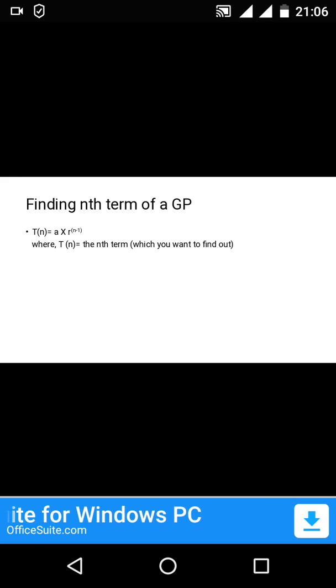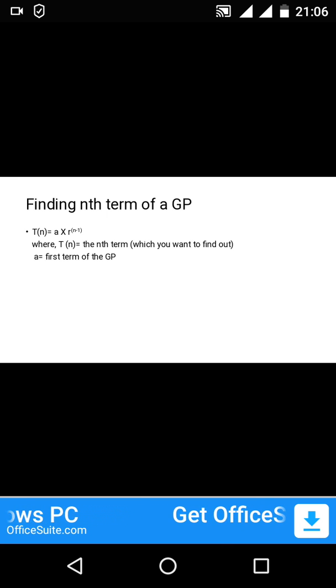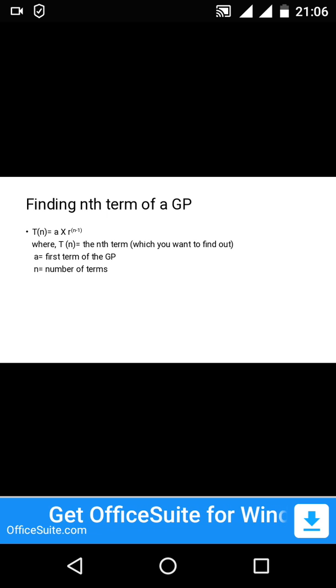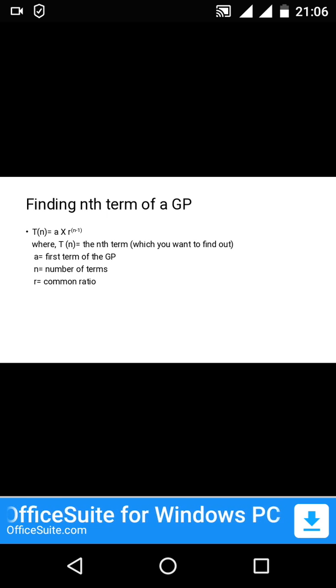Here Tn is equal to the nth term of the GP which you want to find out, a is equal to the first term of the GP, n is equal to the number of terms in the GP, and r is equal to the common ratio.